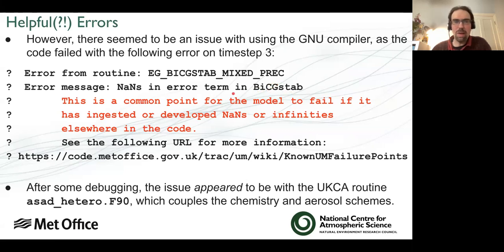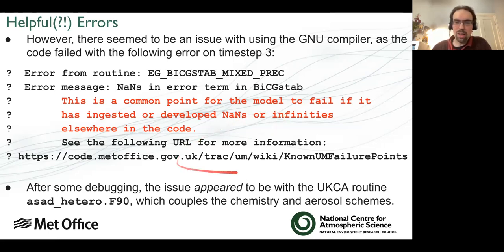And the interesting thing about this error is it's known that the errors aren't here. There isn't an error in this routine. There's even the error message when it comes out. It says this is a common point for the model to fail. It's not here. There's a NaN or an infinity somewhere else. You're doing something wrong somewhere else. Don't look here for the problem.